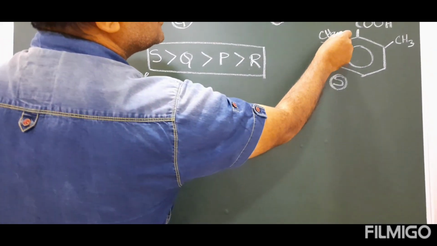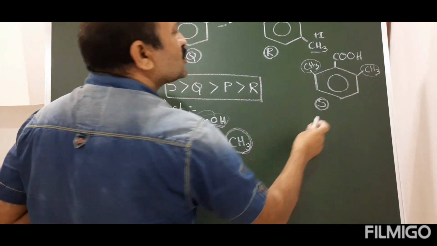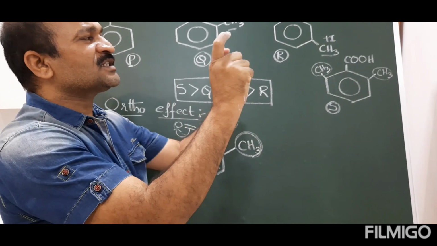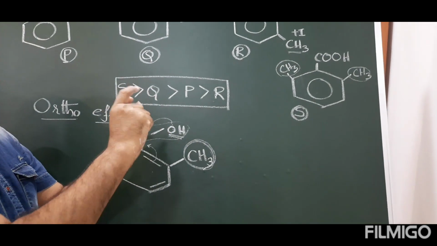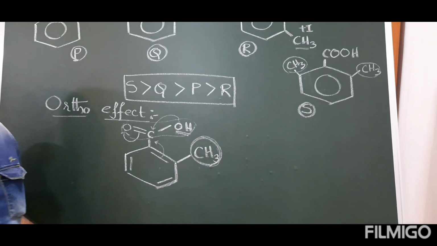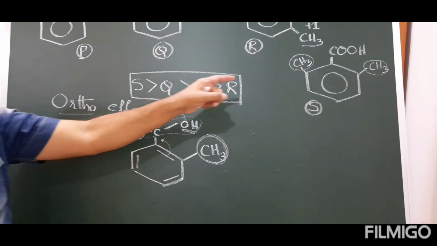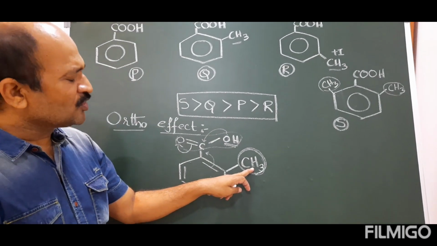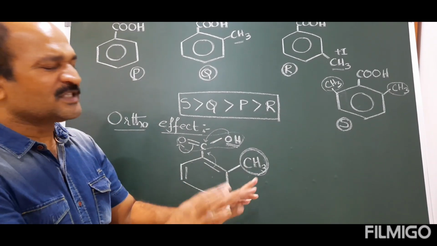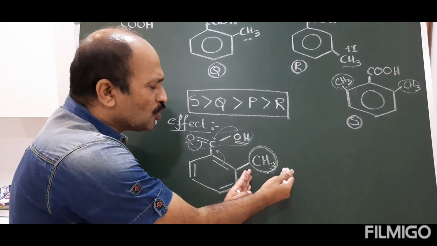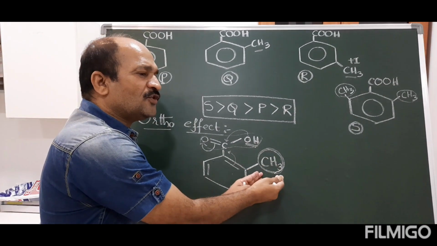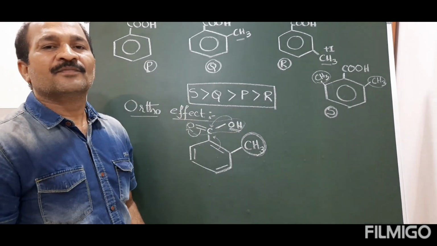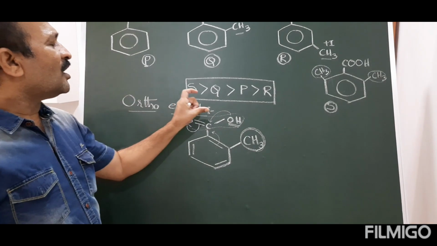Here you look at two CH3 groups. Their positions will affect the COOH group more. As a result, the COOH group readily releases the H plus ion, and acidic strength increases. Whether it is a small group or a large group is not the criterion. Whether it is a donating or a withdrawing group, if a group is there, it will increase the acidic strength. That special effect is called ortho effect.